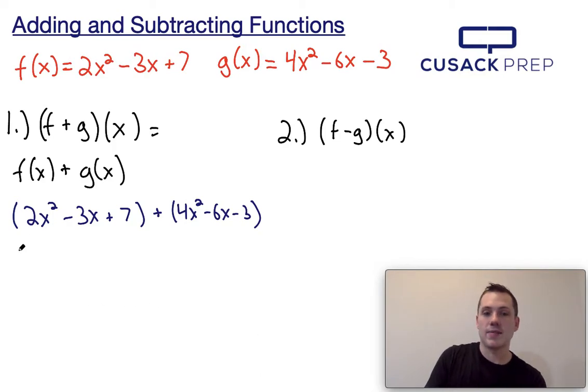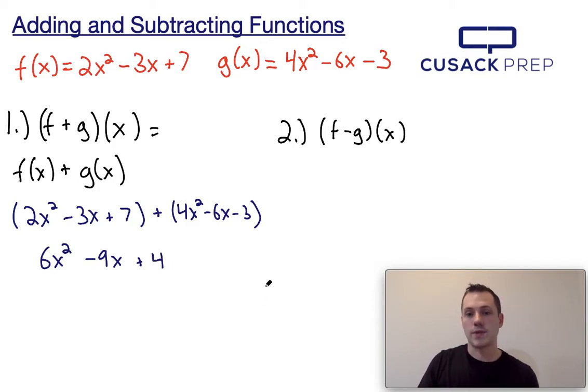Now, when what's inside of the parentheses is a positive sign, there's no multiplication or division or subtraction or anything like that taking place. We can just drop out the parentheses, and then we're going to add like terms. So pretending the parentheses aren't here, 2x squared plus 4x squared is going to combine to give me 6x squared. Negative 3x plus negative 6x is going to give me minus 9x. And 7 plus negative 3, well, that's going to add to 4. And that's how you would add that.